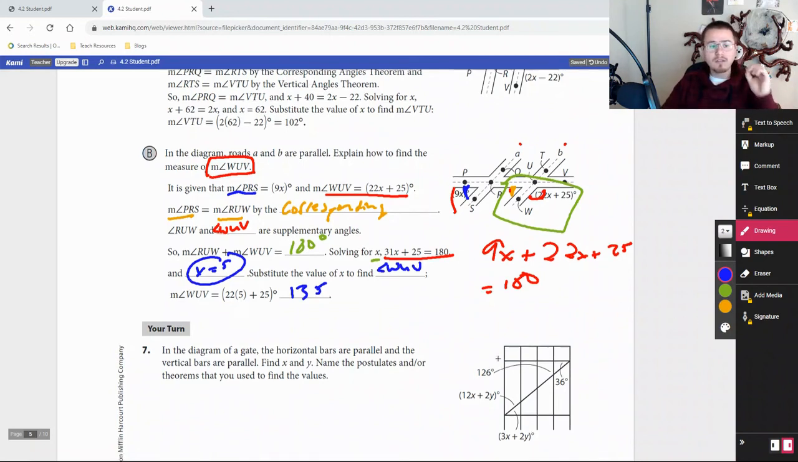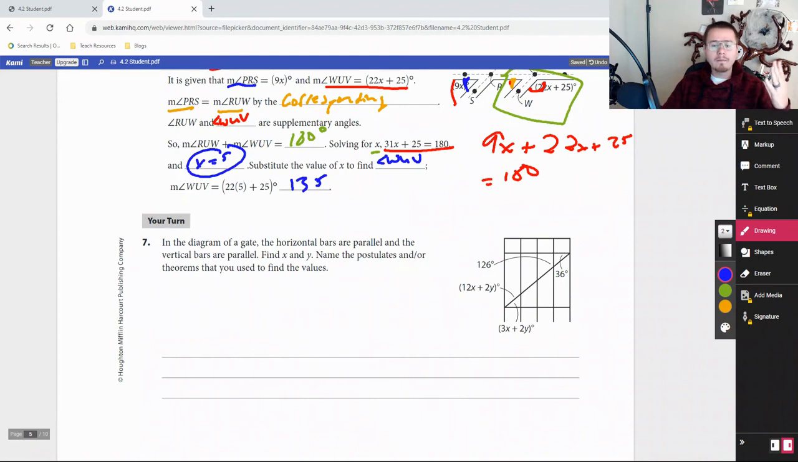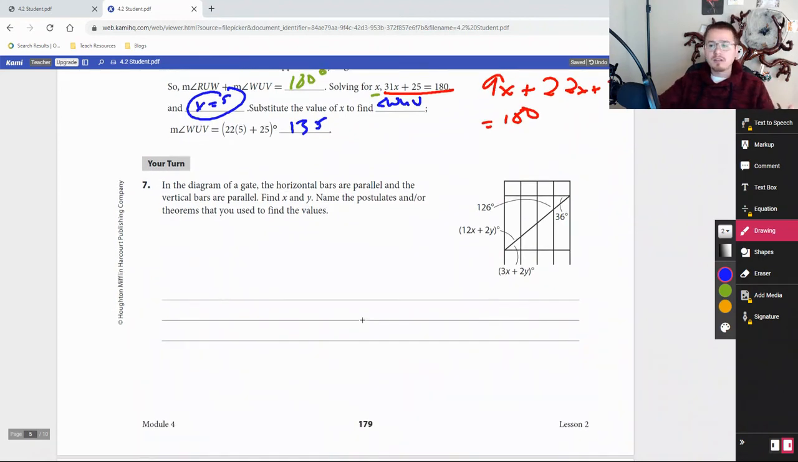So hopefully that's not going to go over your head. What I'll do for your turn here is I'm going to just jot down some answers for you. So do this on your own and then check these answers. I can tell you you're going to want to use corresponding, you're going to use alternate interior, solve the equations. But again, please pause and do this on your own before you even jump in.